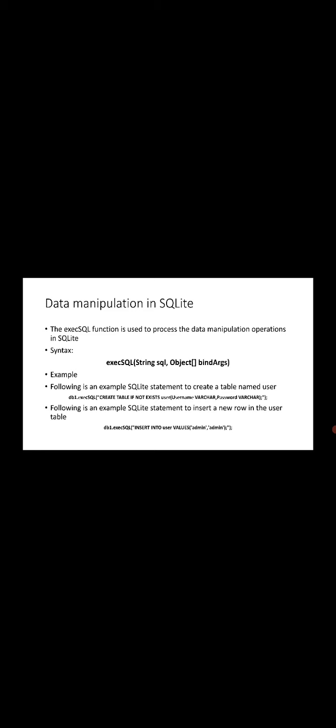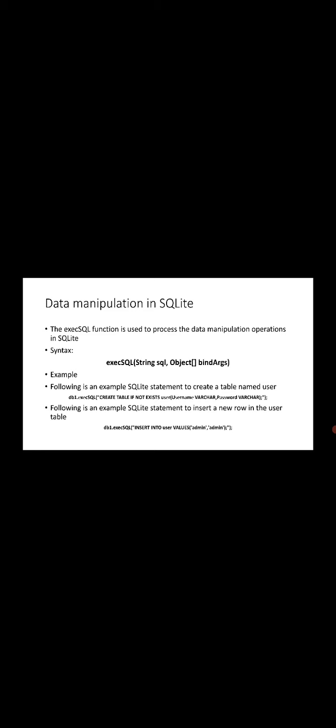An example is shown here. The following is an example SQLite statement to create a table named user. db1.execute SQL create table if not exists user with 2 columns, username of data type varchar and password column with data type varchar. When this statement executes, a table named user will be created in the database called db1.